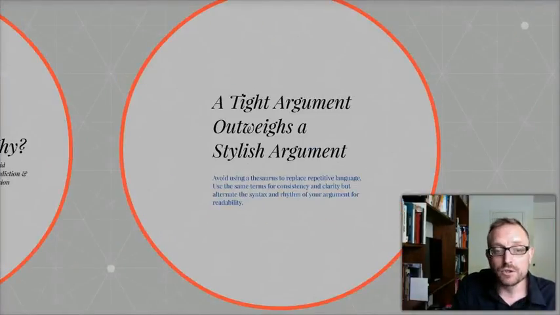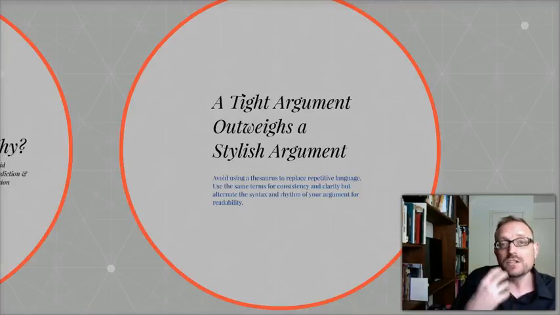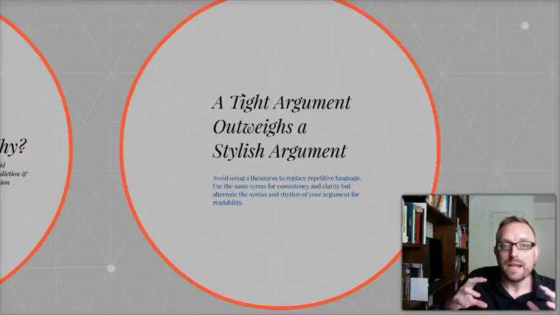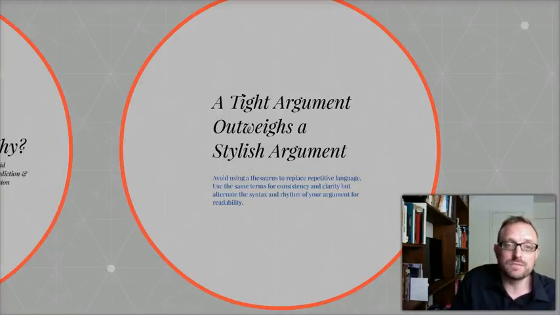Now, finally here we'll conclude by saying a tight argument outweighs a stylish argument. When you're evaluating whether or not something is rational and you're trying to critically analyze something or make a critical argument yourself, a good argument should be tight. That is, it should be as short as possible, really, and it should be as clear as possible, and where everything matches up. And ultimately, it's clear what the premises are, and it's clear how the premises are being related to each other and how the inference is structured. So you want to make an argument that's tight.